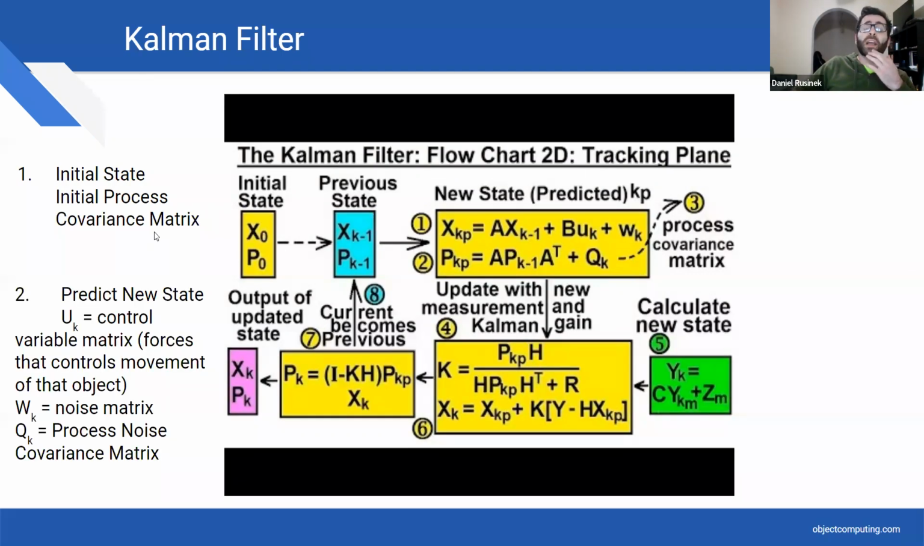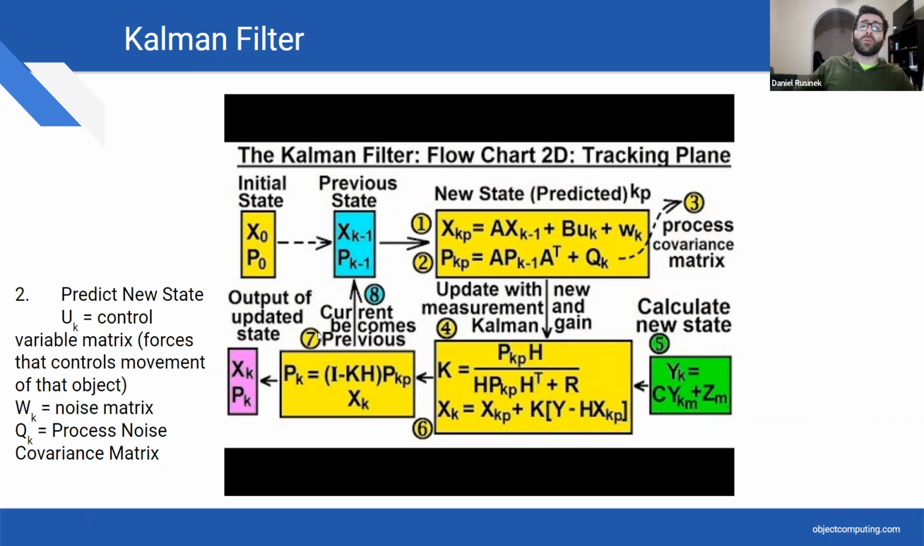So initial state, and you calculate a covariance matrix, and that's just kind of getting things like this U sub k is what we call your control variable matrix. So essentially it's forces that control the movement of that object. So gravity, for example, this W sub k is your noise matrix. This Q sub k is the process noise covariance matrix. So again, that's just looking at how much noise you have from the process.